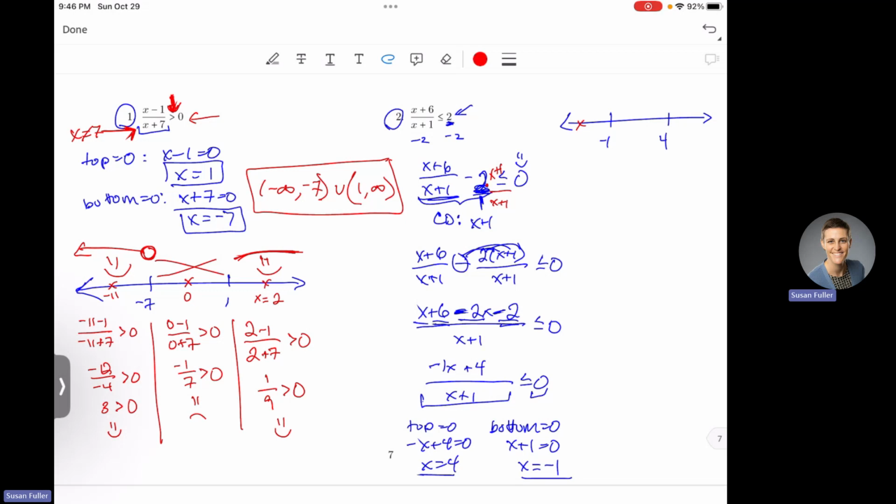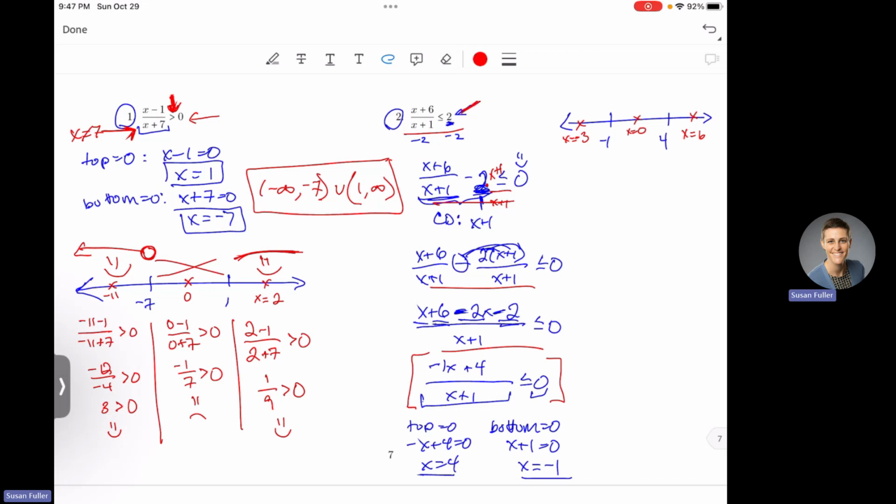My favorite number that's less than negative 1 right now is negative 3. My favorite number between negative 1 and 4 is still 0. And my favorite number bigger than 4 right now is x equals 6. And so now let's test this. Again, you can plug them into any of these that you like. I'm going to plug it into this most simplified form down here. But you can plug them into your original. You can plug them in anywhere that you want.